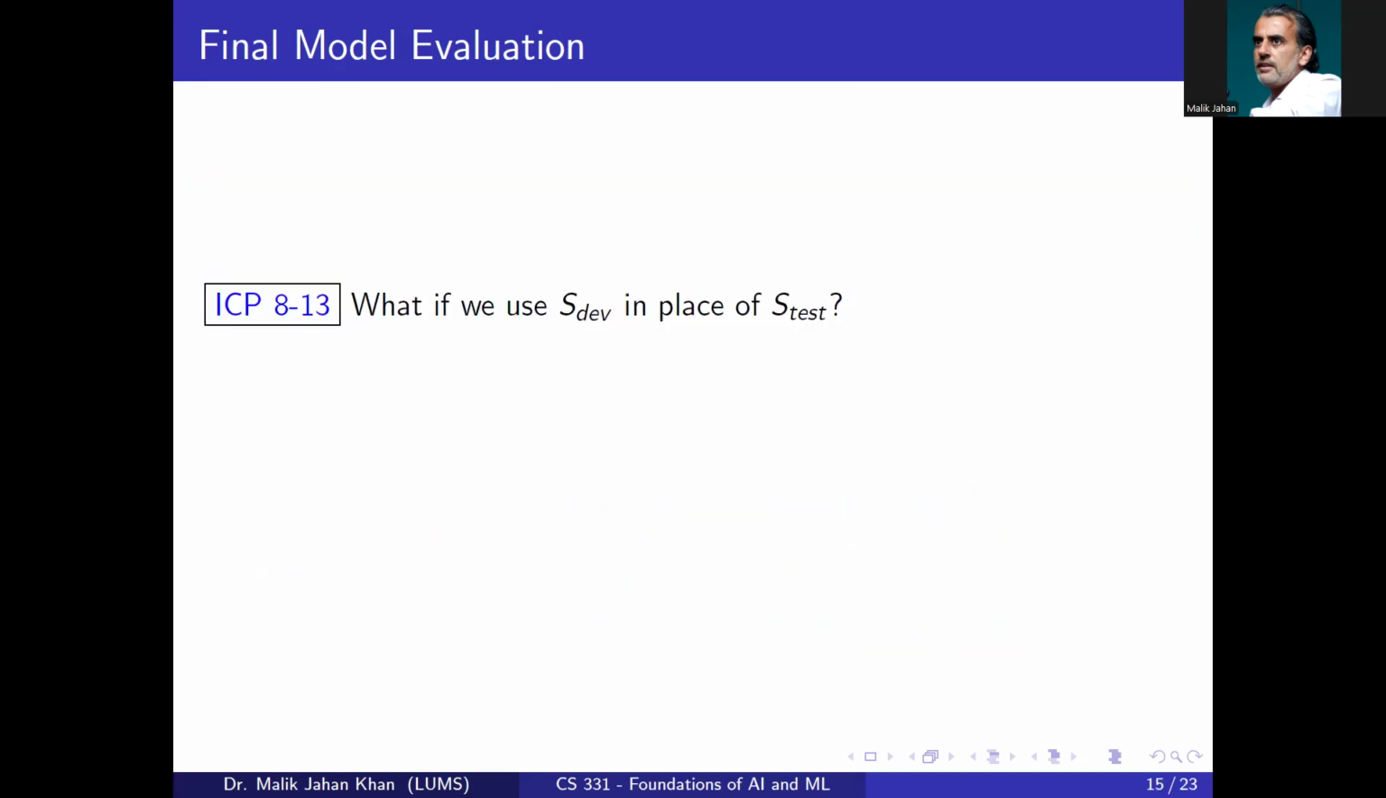Another ICP: what if we use S_dev in place of S_test? Again, if you paused the video, you might have landed on the answer that this is not a good evaluation of the model, because that model has already been optimized for S_dev. We have selected the hyperparameters keeping S_dev in consideration. So we know that during the training process, we finalized the model where the performance on S_dev was best. So using S_dev again for testing purposes won't give us any additional clue about the model performance on unseen data.